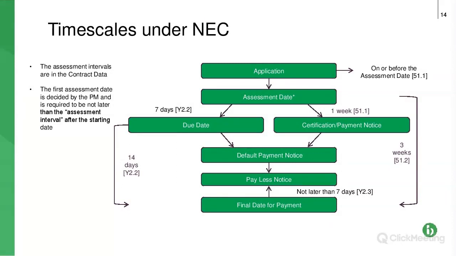If the paying party has submitted that payment notice, there's absolutely no point in putting in a default payment notice. Don't waste your time. The pay less, so we know that we've got the final date for payment because that's 14 days from the due date. The pay less notice has to be served not later, it's that odd wording, not later than 7 days from the final date for payment. So not later, double negative, it means not later means more than. Don't get muddled with that. So at least 7 days before the final date for payment.